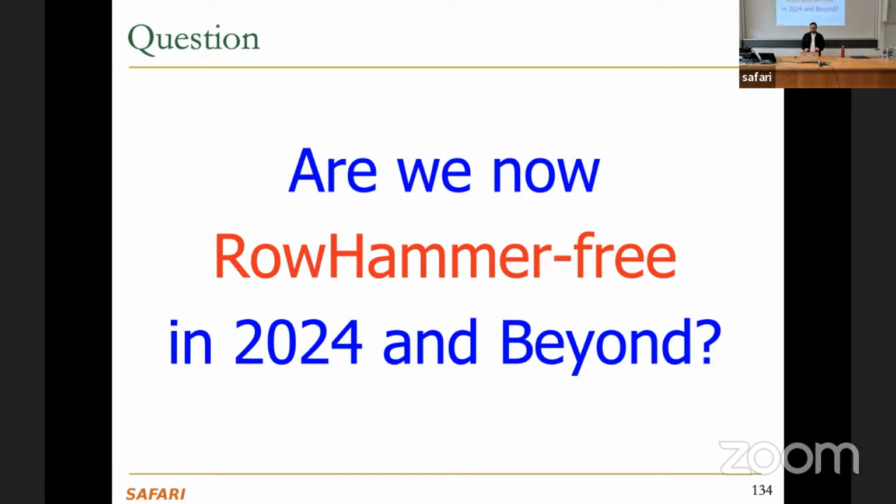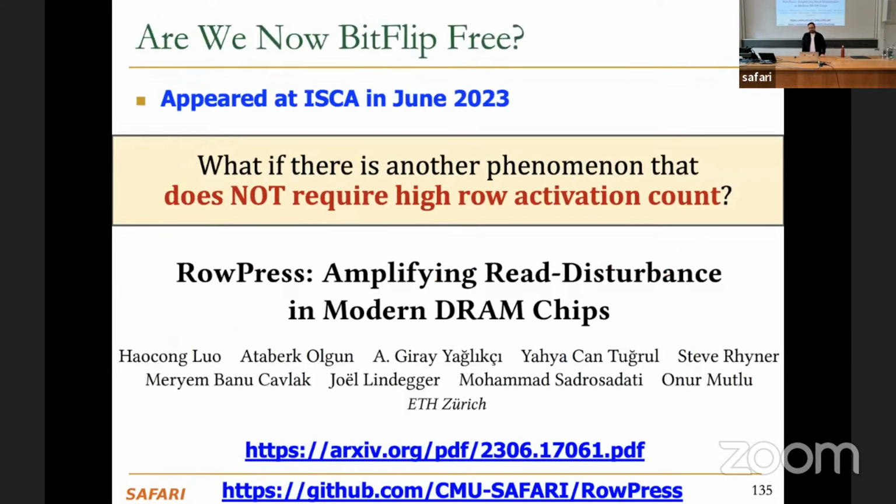So, okay, let's ask the question: are we now RowHammer free in 2024 and beyond? I see some faces doing this. Okay, yeah, I think you're right. It seems like we are not really RowHammer free or read disturbance free.